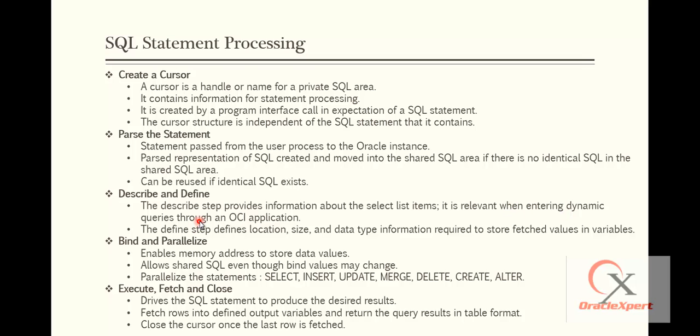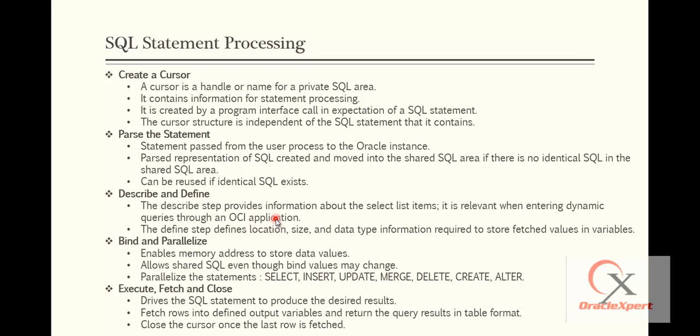If there is a binding required for the bind variables that you have passed, then there's a phase called parse, bind. So all the bind variables are bound with their values, and Oracle looks at, is it possible to parallelize the operation? Not all operations could be parallelized.